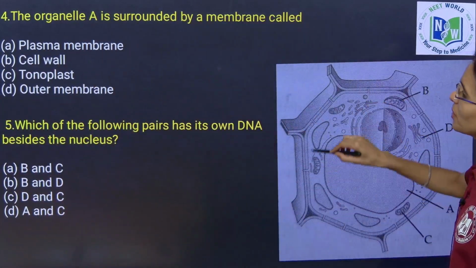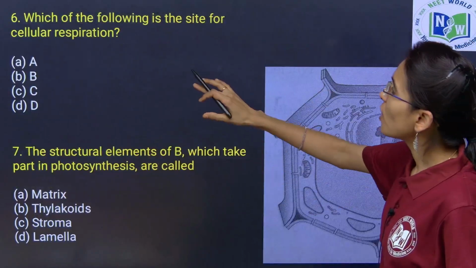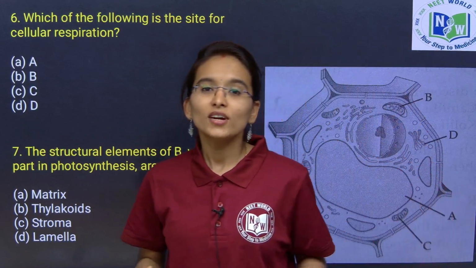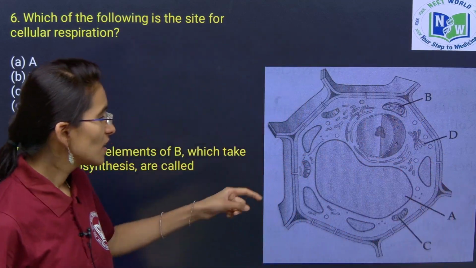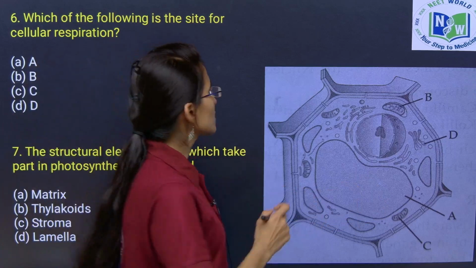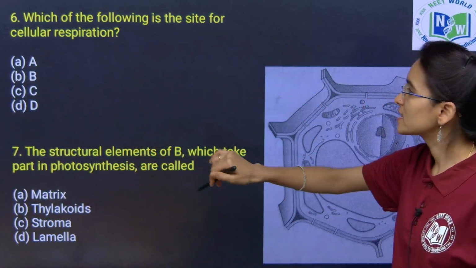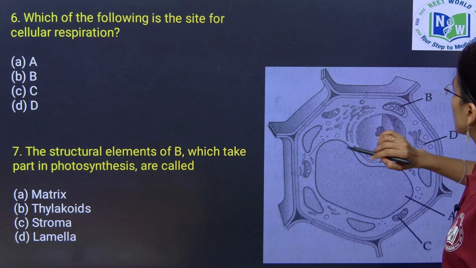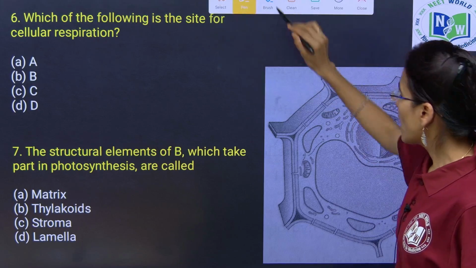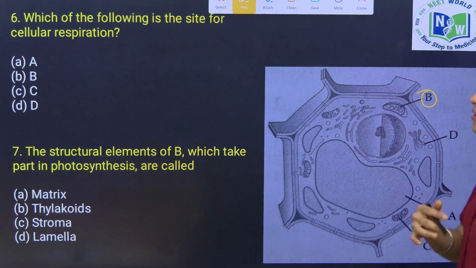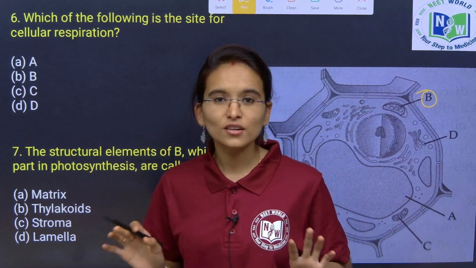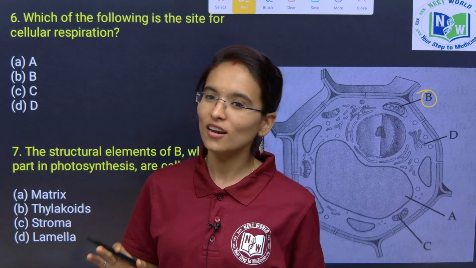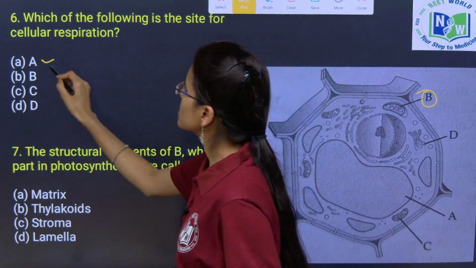Coming towards the next question, which of the following is the site for the cellular respiration? Where will the cellular respiration take place? In the mitochondria. So the given options are A, B, C and D. What is A? A is a vacuole, it is not involved in the cellular respiration. And what is B? B is chloroplast. Chloroplast is actually involved in the photosynthesis process, but it is not involved in the cellular respiration process. So these two are wrong.